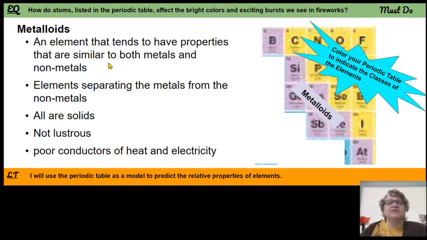Metalloids are elements that tend to have properties similar to both metals and non-metals. They separate the metals from the non-metals. All of them are solid. They are not shiny, and they kind of conduct heat and electricity, but kind of not. They're not very good at it. So again, hit pause and color your metalloids purple on your periodic table.